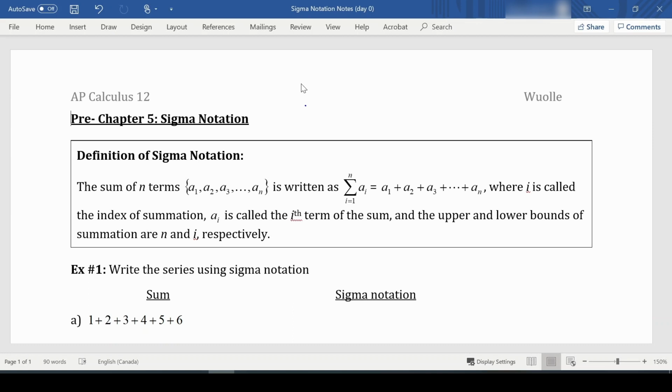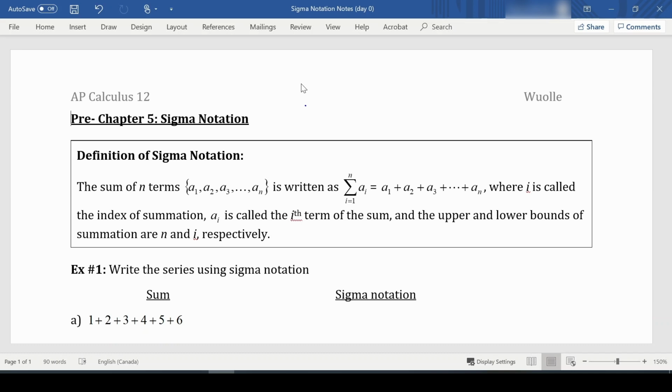Hello and welcome to our introduction section to chapter 5, which is sigma notation. You may or may not have covered this in Math 12. So if you haven't, this is going to be brand new and you might need to spend a little bit more time on this section to understand what's going on. If you did do this in Math 12, then this should be a bit of a review.